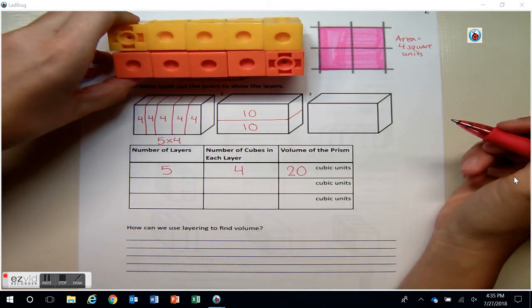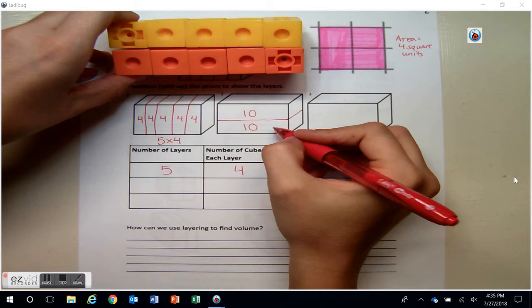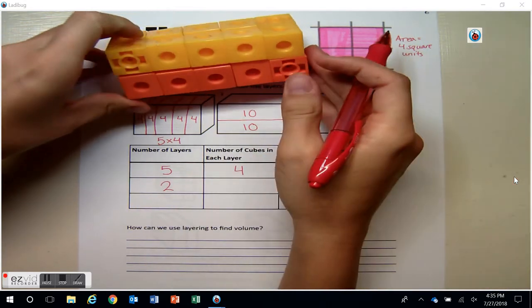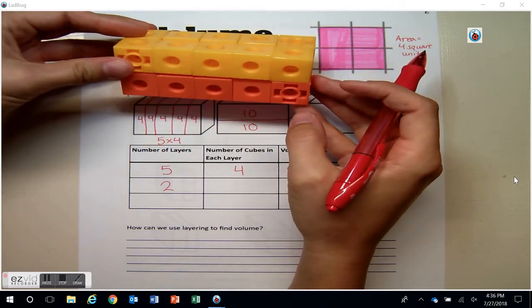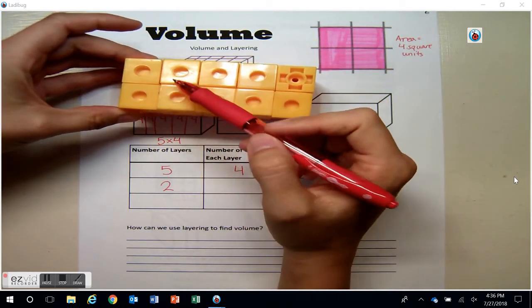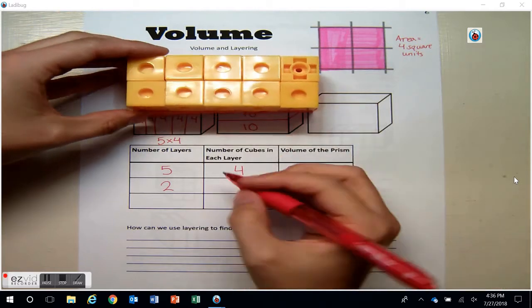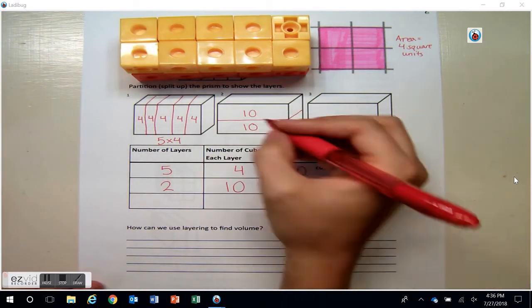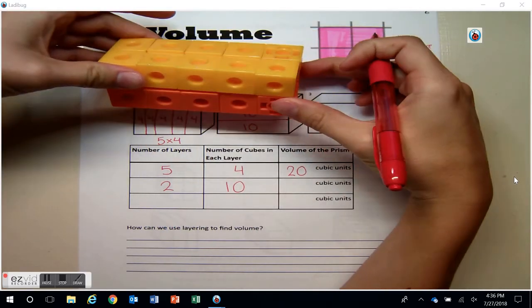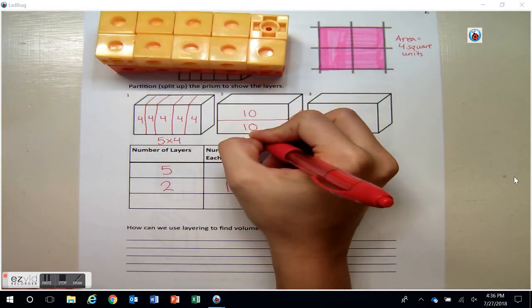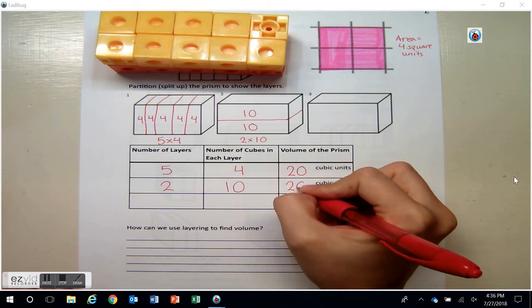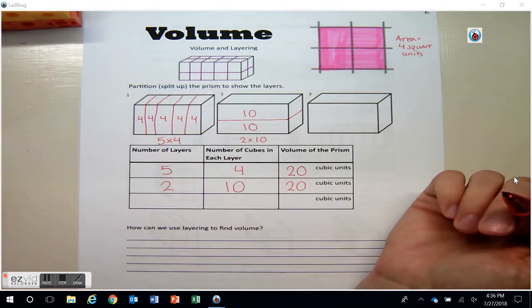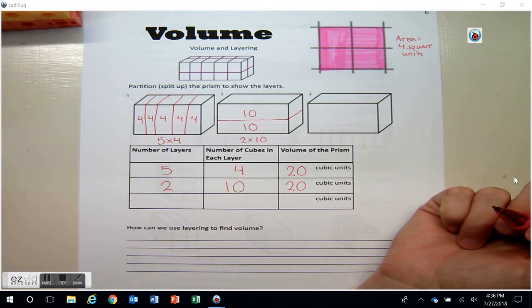Label your drawing, please. So I have 2 layers of, how many cubes were in each layer? Okay, I can't see it from this angle, but if I turn it here, 1, 2, 3, 4, 5, 6, 7, 8, 9, 10. Oh, that's right, it was 10 cubes. And 2 layers of 10 cubes, I could do 10 plus 10, or I could do 2 times 10, which gives me a volume of 20 cubic units. Again, it's the same prism, I'm just looking at the layers a little differently.